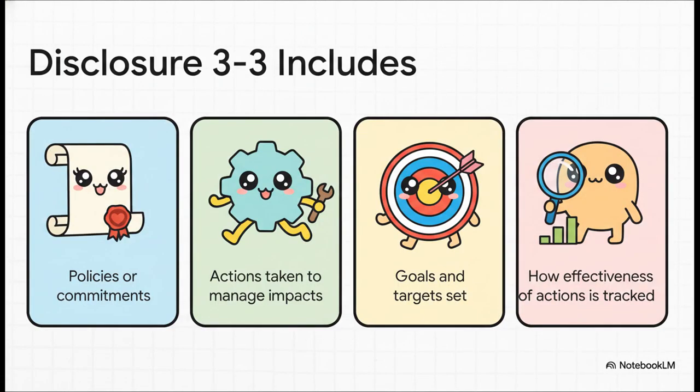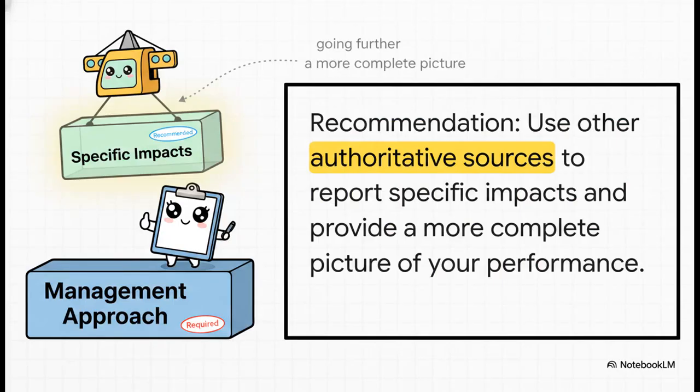So, what does reporting on Disclosure 3.3 actually mean? Well, you need to lay out your policies on the topic, talk about the specific actions you're taking to manage the impacts, share any goals or targets you've set, and, this is crucial, explain how you track whether your actions are actually working. It's a full picture of your governance. So, using Disclosure 3.3 to describe your management approach, that's the mandatory part.